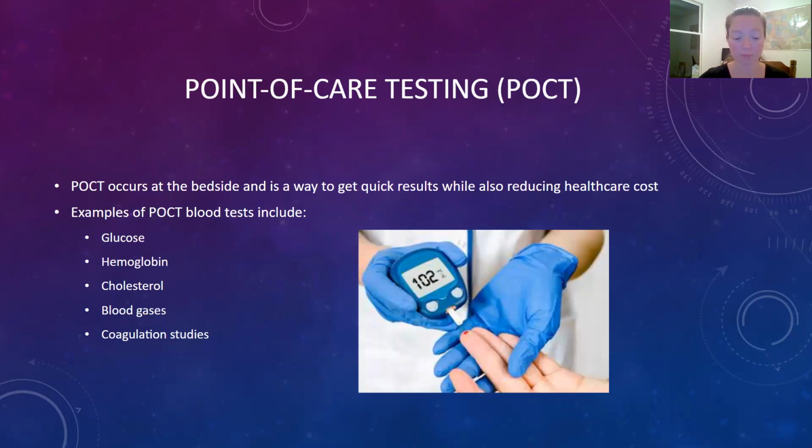If you recall from earlier chapters, this is testing that happens right near the patient, whether it be at the bedside or they come to a specific little testing station and it's done right there with all the equipment in that place. It's designed to reduce cost while enhancing patient care because they get the results right away. It involves collecting a specimen and then immediately testing it on an instrument that is typically right there again at the patient's bedside. Some examples of common point of care testing that you will see and or possibly use: glucose, hemoglobin, cholesterol, blood gases, and coagulation studies.